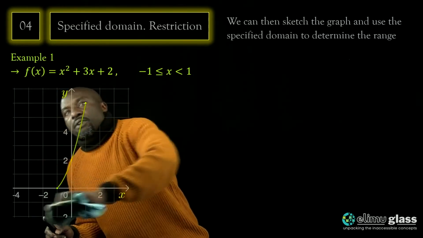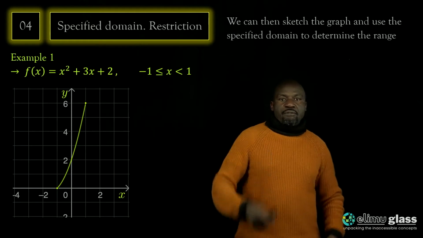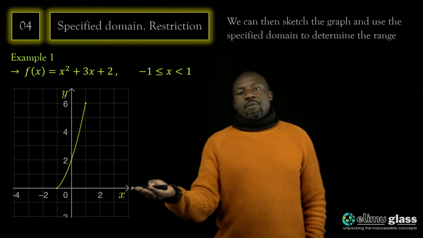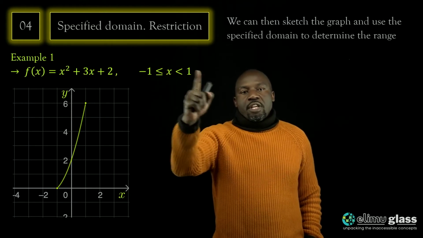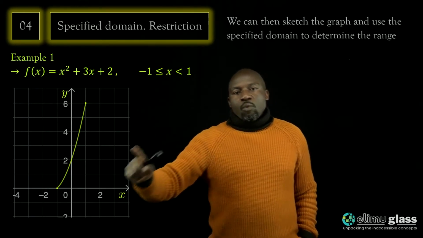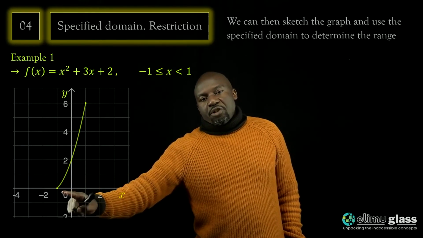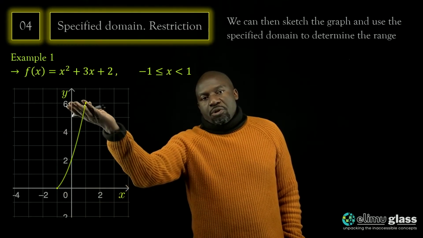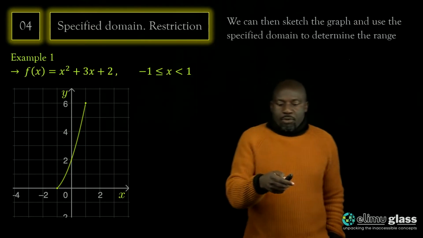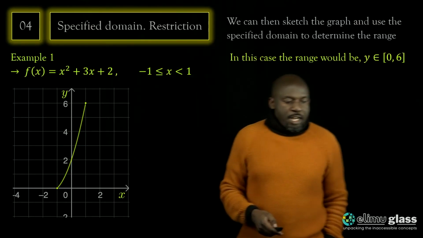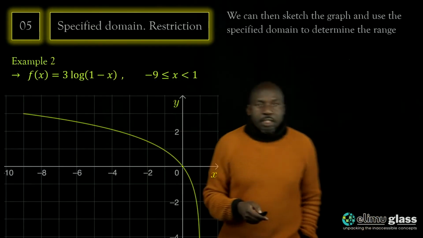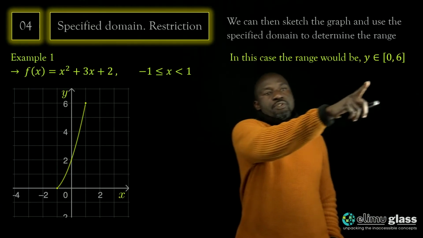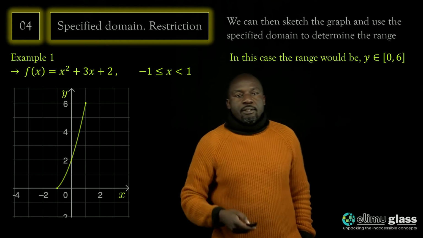And so once we have sketched the function like that, it becomes possible for us to determine what the range is. So for this specified domain, we can now talk about the range being the values of y from 0 to 6, all right? So given the domain, we can find the range of the function as being between 0 and 6, okay?